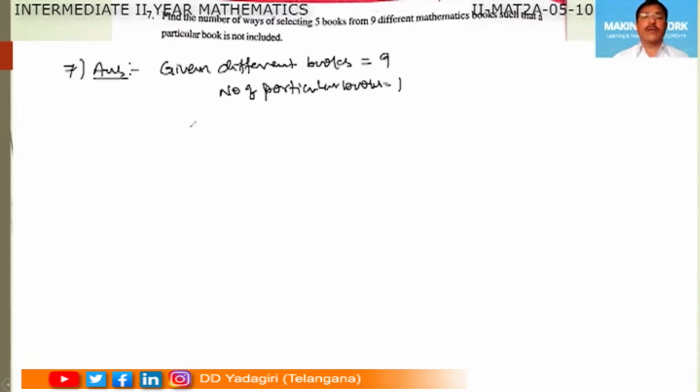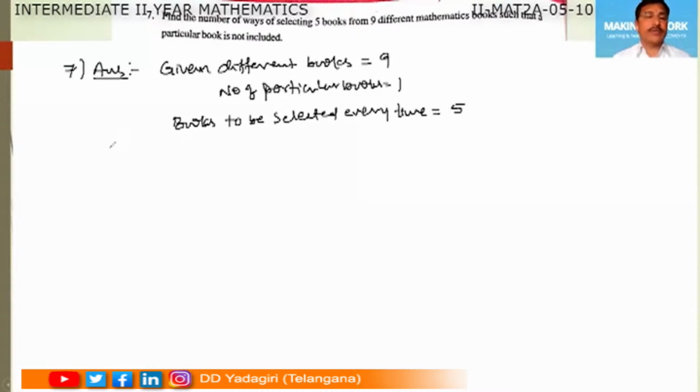ఇచ్చిన 9 different mathematics books లోంచి 5 mathematics books ని సెలెక్ట్ చేసుకోవాలి. అయితే ప్రతి సెలెక్షన్ లో కూడా, ప్రతి కాంబినేషన్ లో కూడా ఒక పర్టికులర్ బుక్ ఎప్పుడూ ఉండకూడదు. సో గివెన్ డిఫరెంట్ బుక్స్ ఆర్ హౌ మెనీ 9, and number of particular books is equal to 1 and books to be selected every time is equal to how many? 5.